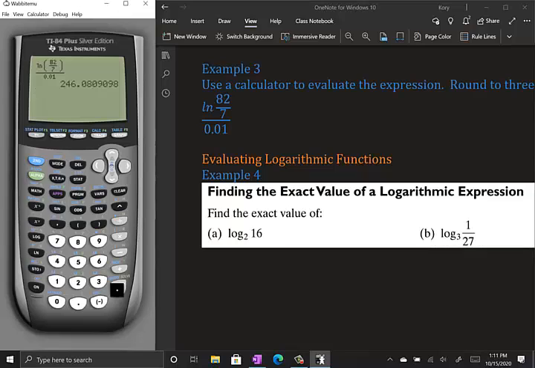We hit enter. And it says to round to 3 decimal places. So if we round this to 3 decimal places, we get 246.081. So that's one way to do it. Another way to do it with your calculator, we do it piece by piece. So ln, right next to 4, ln 82 divided by 7, hit enter, and then that is all divided by 0.01, and you see how we get the same exact thing.